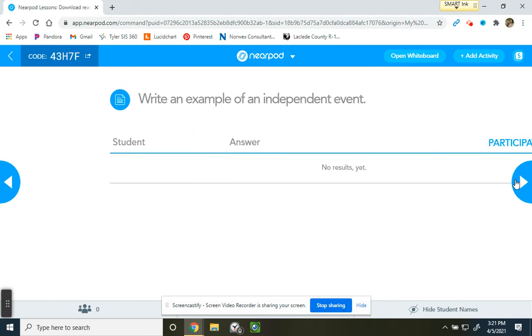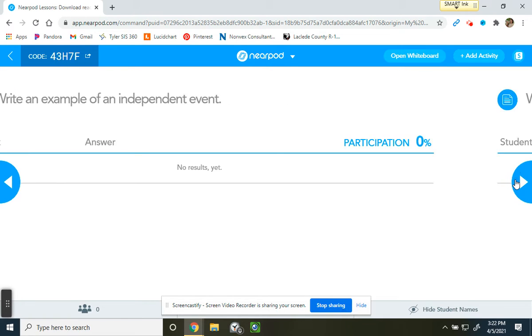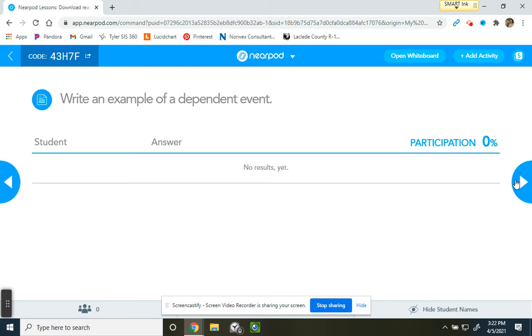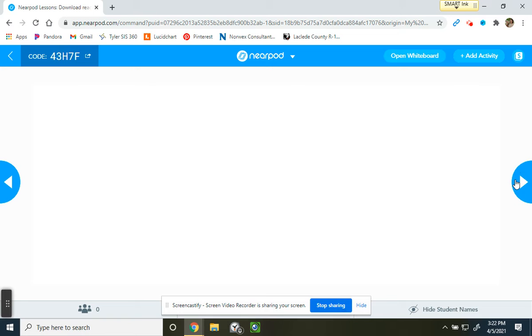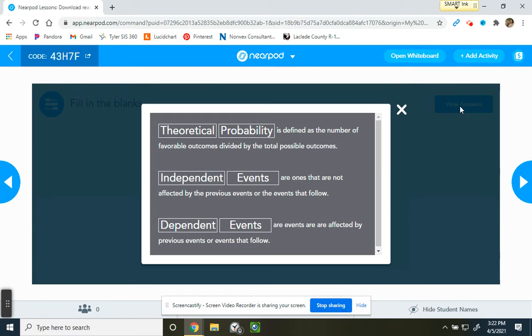Okay, so you don't get to do the practice, but an example of an independent event is rolling a dice and spinning a spinner. It doesn't matter what number I roll on the dice to what I spin on the spinner. Those would be independent. Dependent would be drawing a card out of a deck and not replacing it, because that then determines what I'm going to draw the next time that I go. Fill in the blanks. We're going to skip that since you can't do that.